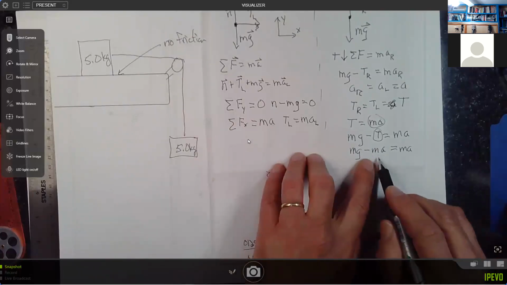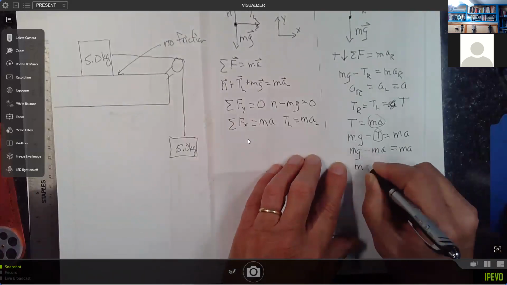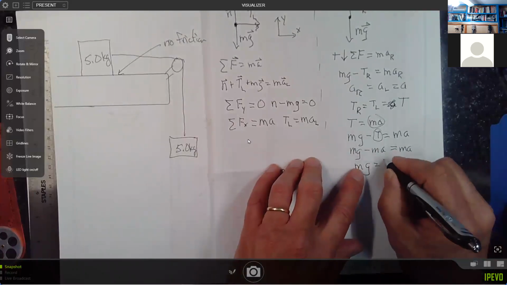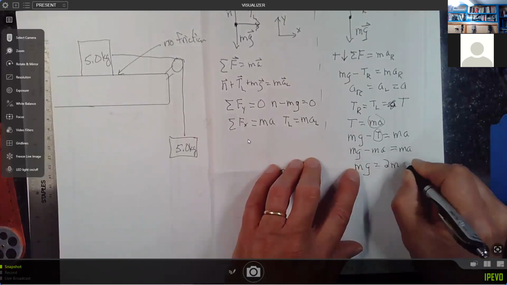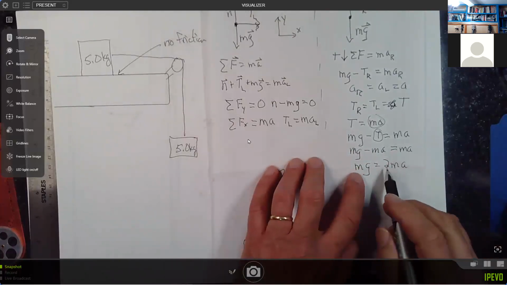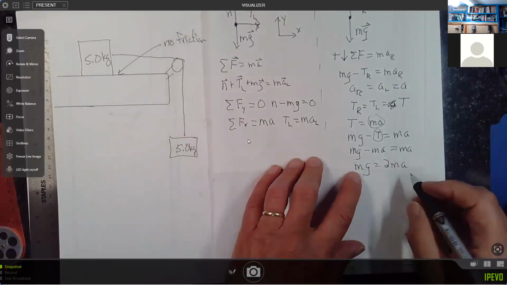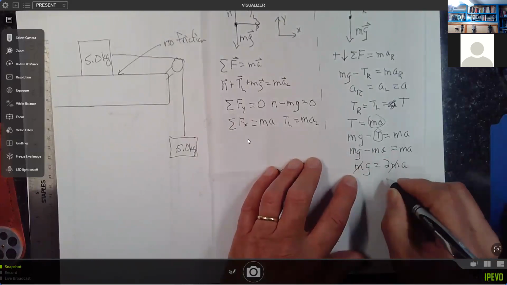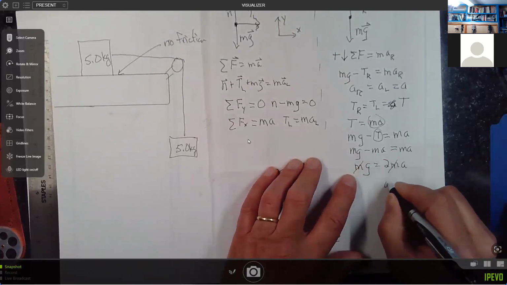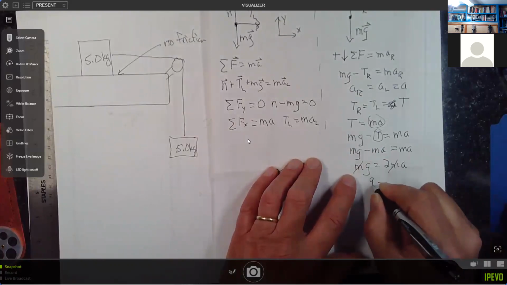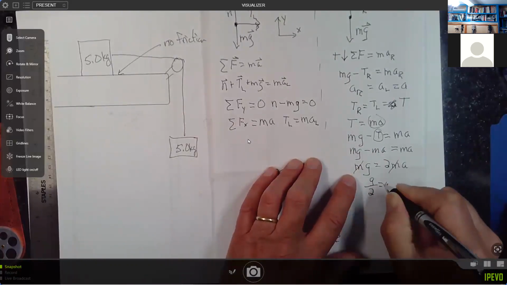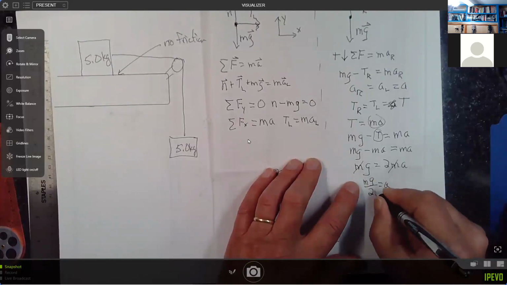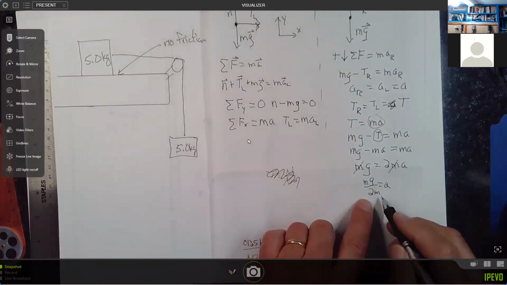All right, kick that ma across, and I'll get mg is equal to ma plus ma, which is 2ma. And, oh, the two masses are equal, so they just divide out. Dividing both sides by 2, I'll get that a is equal to g divided by 2. Or if I'd left the masses in there, it would have been mg divided by 2m.